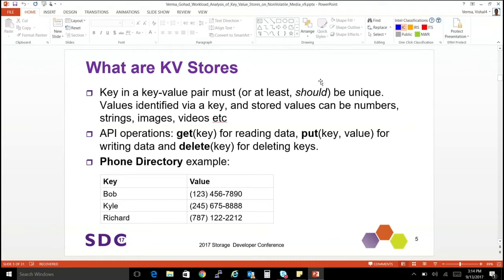So in this example, we are showing a phone directory. It's a very basic example where you have phone numbers as values, indexed on the name. So based on your name, you can actually refer to a value, where the name is the key here, as depicted.